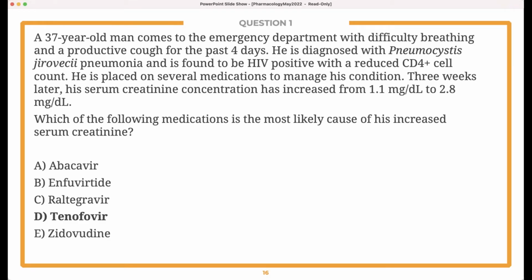Well, thank you, Jeff. They gave us some really good clues here. They told us about HIV, they told us pneumocystis jirovecii, and then they told us that serum creatinine concentration has gone up. So we have to figure out what drug we can use to treat this condition that has a side effect of increasing serum creatinine. And the answer there is tenofovir. Tenofovir ends in -vir, so it's a reverse transcriptase inhibitor. We use that in the treatment of HIV, and it was likely part of this person's medication regimen.